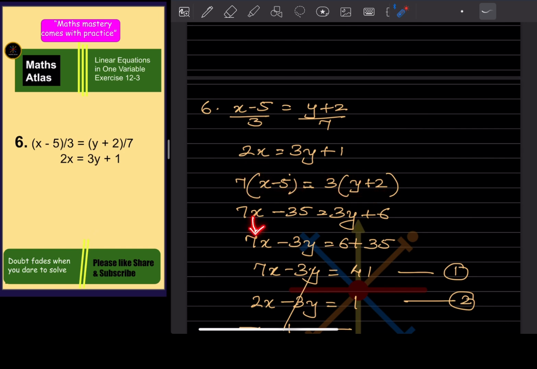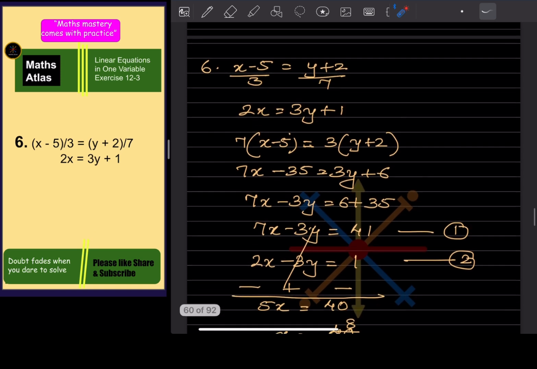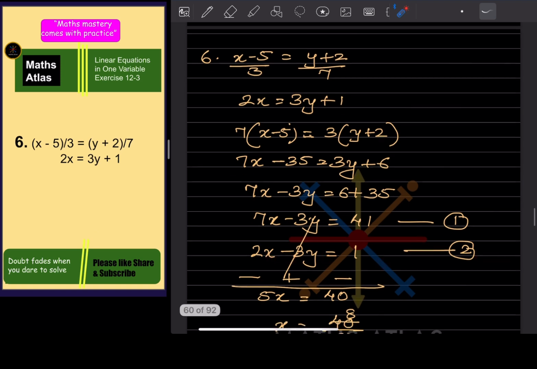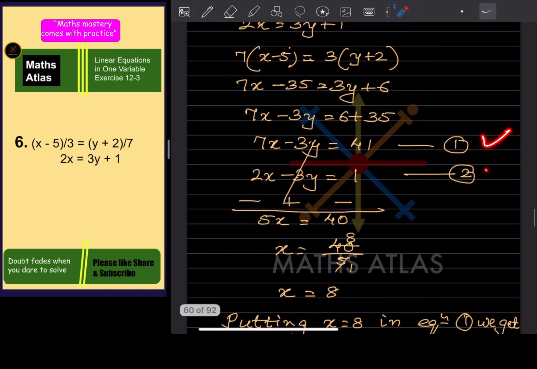So this 7x stays as it is, this will come on this side as minus 3y, and the constant on the right, so minus 35 is going to be plus 35. So 7x minus 3y is going to be 41. We'll consider this as equation number 1. Now we will see what we can do for this one. We can bring this here, minus 3y, and this will be 1 on the right hand side. So it is 2x minus 3y is 1, and this will be equation number 2. Now you can see this is the same as what we have done in the previous question. So we have to follow the same rule.